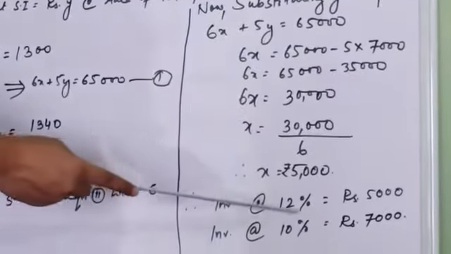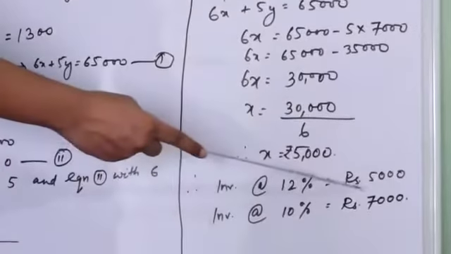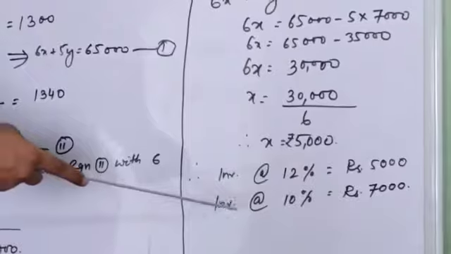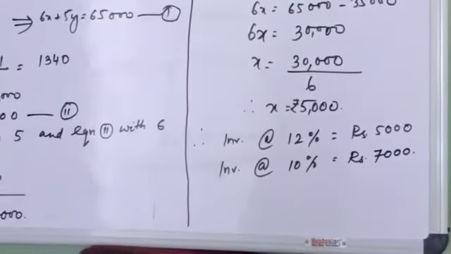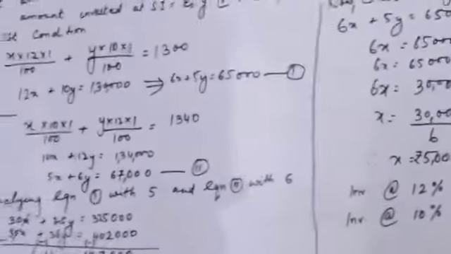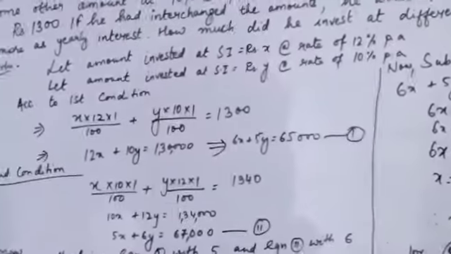So he has invested rupees 5,000 at 12%, and rupees 7,000 at 10%. So this is all we have from this sum. So let us look into the second question for today.